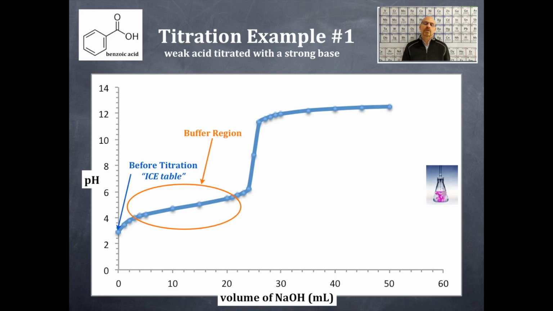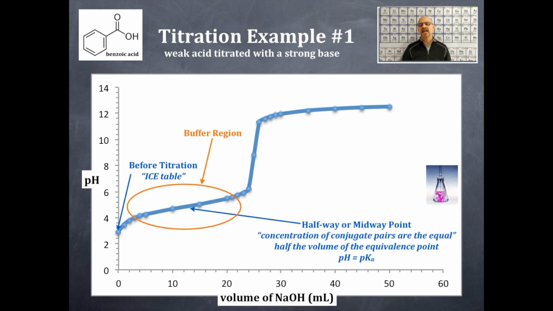There are 3 calculations which we're going to do. Number 1, we're going to do a before titration begins calculation. That is the pH initially, and we're going to be using an ICE table based solely on the weak acid itself. Then the second calculation that is very common is the halfway or the midway point. The concept that we're going to follow with this is that the concentrations of the conjugate pair are equal. That will actually drive the math in this particular problem.